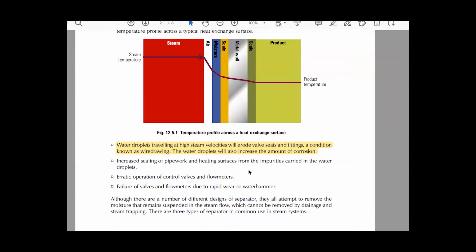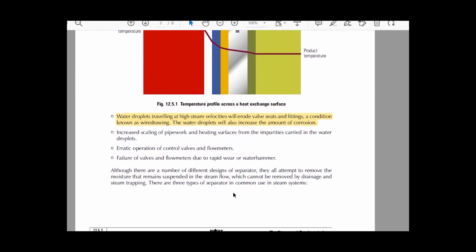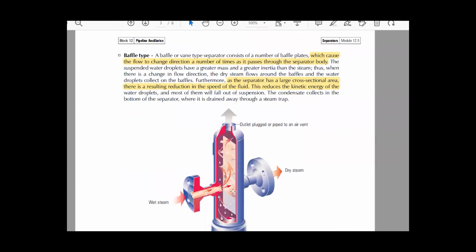Other effects include increased fouling of the pipe, heat transfer impurities, erratic operation of the control valve and flow meter, and failure of valves and flow meter due to rapid water and water hammering. Okay, there is the first type of separator.